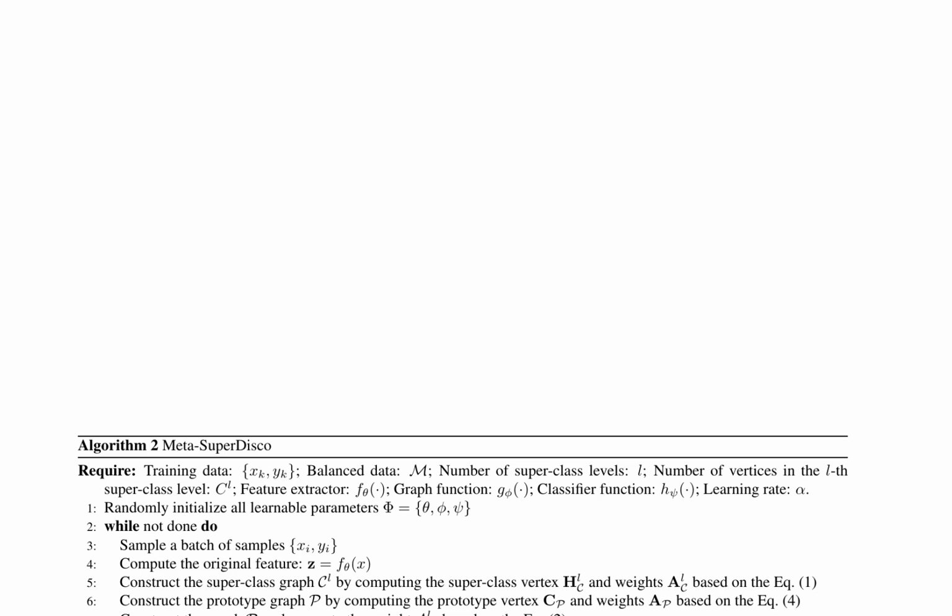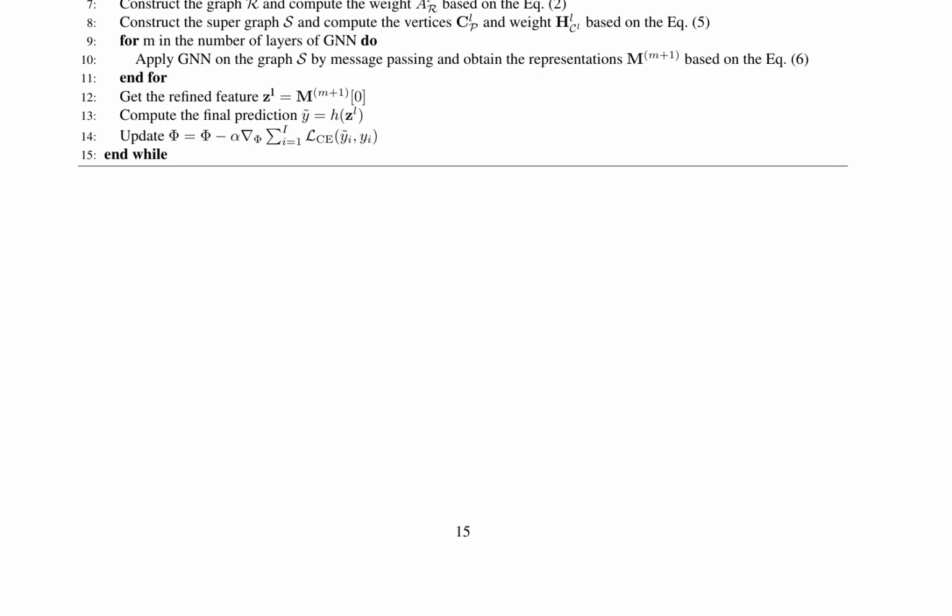In each iteration, a batch of samples is drawn, and the original feature is computed using the feature extractor. The superclass graph is constructed by computing the superclass vertex and weights based on equation 1. The prototype graph is constructed by computing the prototype vertex and weights based on equation 4, and the graph R is constructed with weights computed based on equation 2. The supergraph S is then constructed by combining the superclass graph, prototype graph, and graph R, with vertices and weights computed based on equation 5.